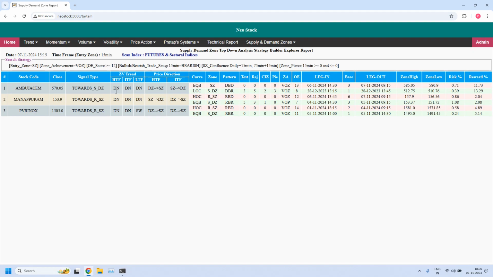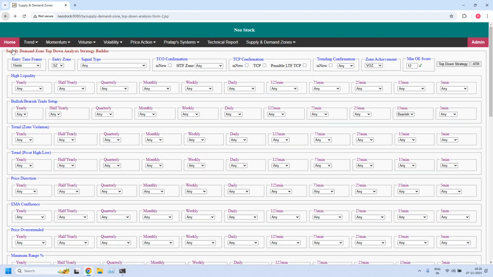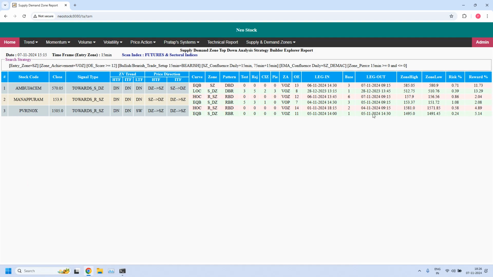In all the three, HTF trend is also downtrend. That is, daily trend is downtrend. If any of these stocks are having supply zones with daily EMA confluence, they are even more high probability setups. Let's verify in the EMA confluence, daily time frame. Daily supply zone with daily EMA confluence, we got all the three stocks. That means these are very high probability setup stocks.